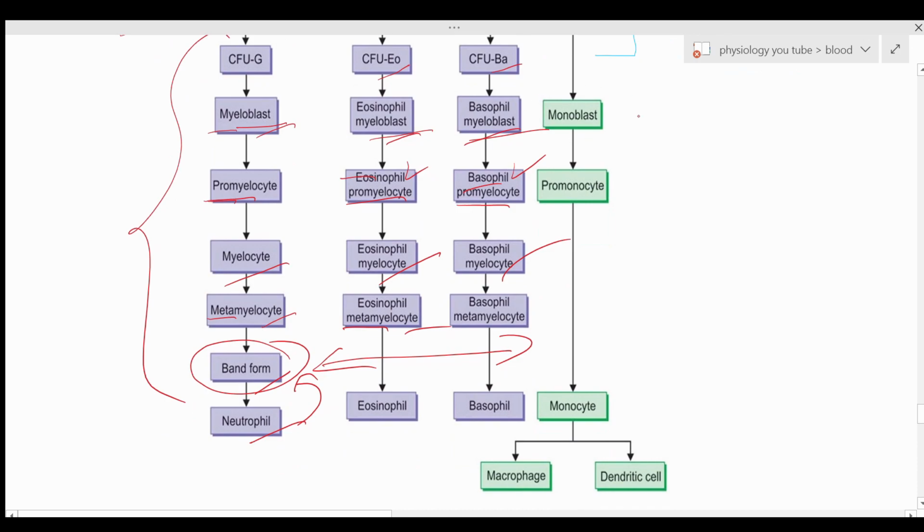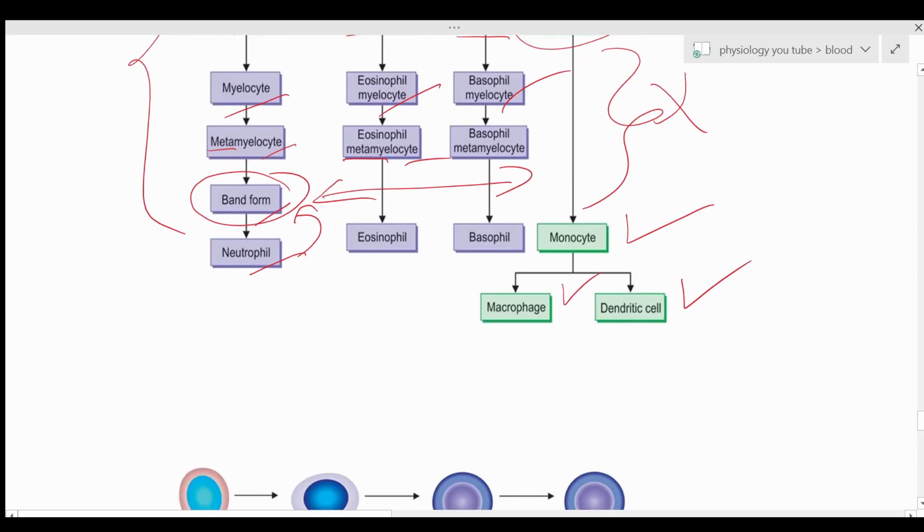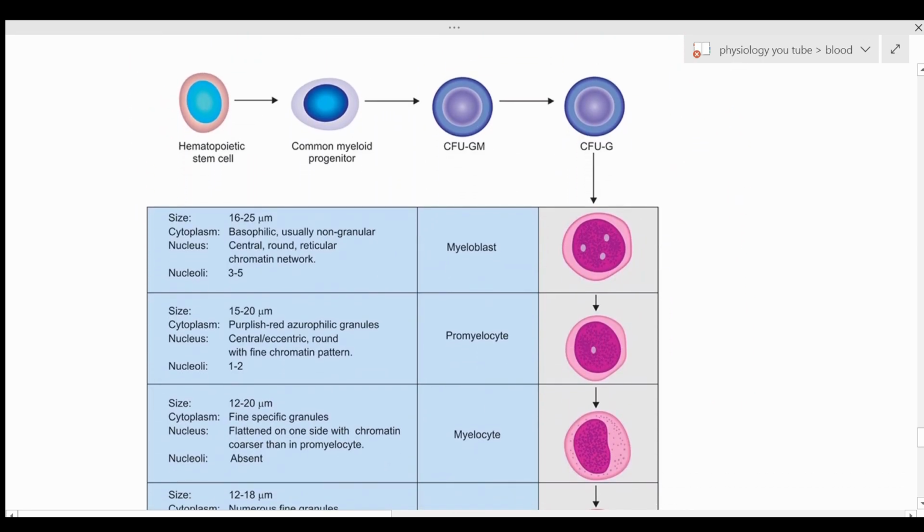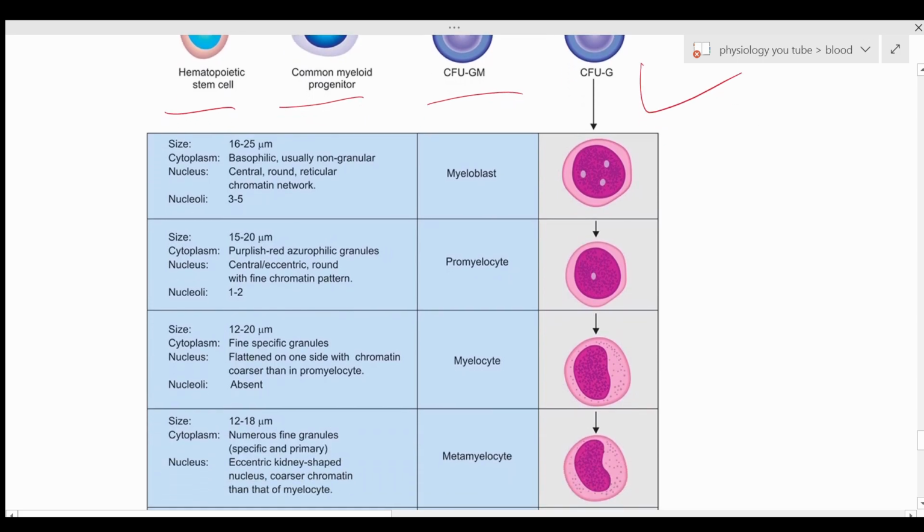You can see here monoblast to promonocyte. They also form similar structures, but those are not significant. So it gives rise to monocytes, which again will differentiate into macrophages and dendritic cells. This is about the development of the neutrophils.